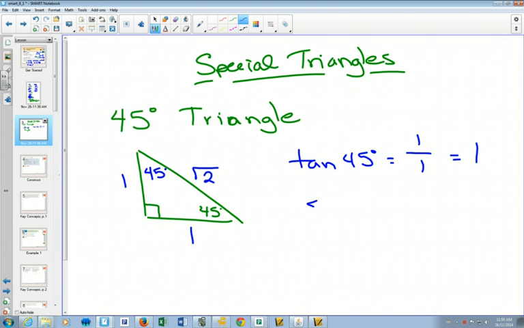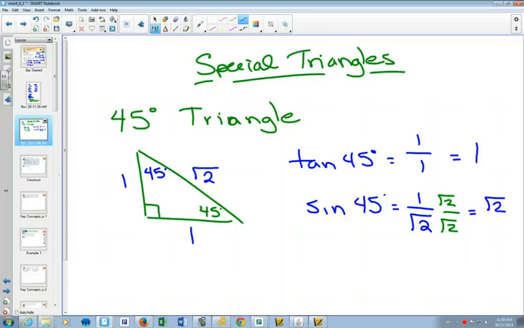You can also now do sine of 45 degrees. Sine is what over what? 1 over square root of 2. We learned in our rational unit we can't have a square root on the bottom, so we're going to have to rationalize. What would I multiply top and bottom by? Root 2 and root 2, which simplifies to root 2 over 2.